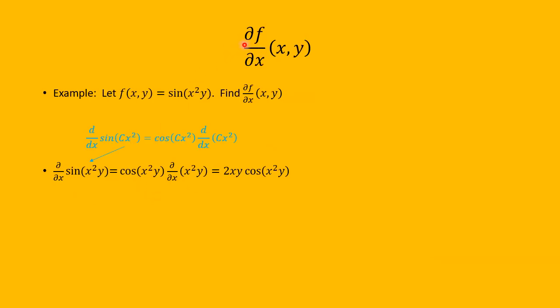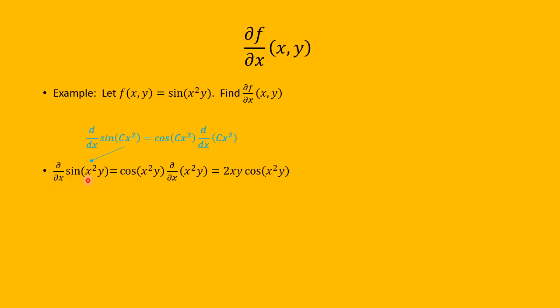So let's look at an example of finding the partial of f with respect to x. Let's let f of x y equal sine of x squared y. Let's find the partial derivative of f with respect to x at the point x y. So in other words, we want to find the partial derivative with respect to x of sine of x squared y.